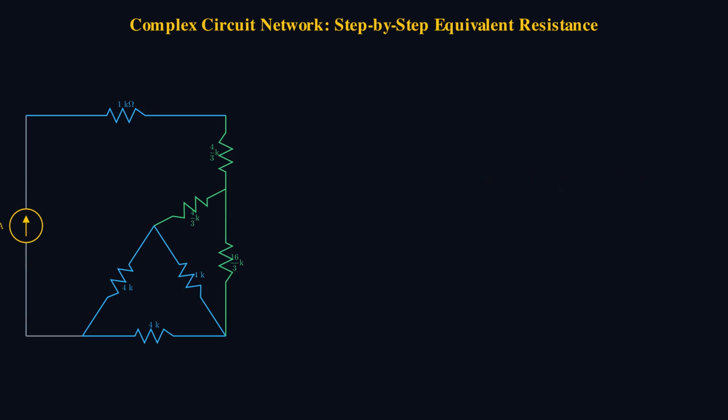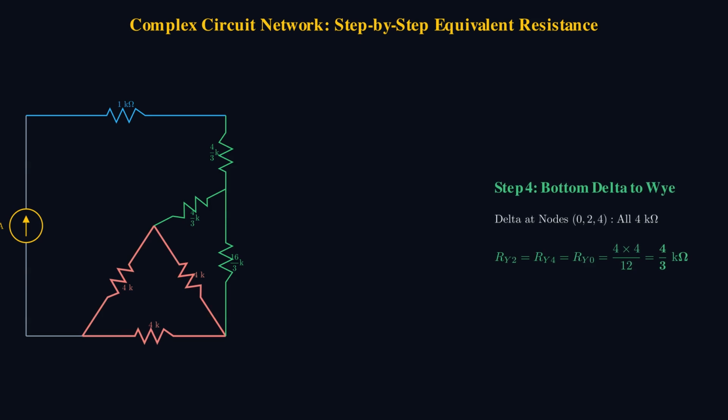Next, the bottom left loop between ground node 0, node 2, and node 4 forms another delta of 3-4 kΩ resistors. Transforming this delta to Y gives 3 branches of 4/3 of a kΩ each.